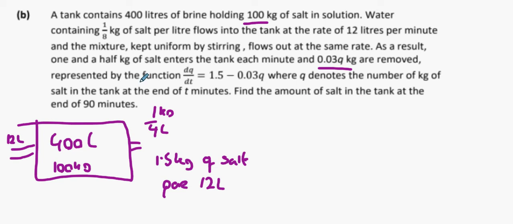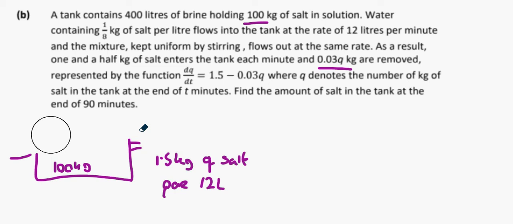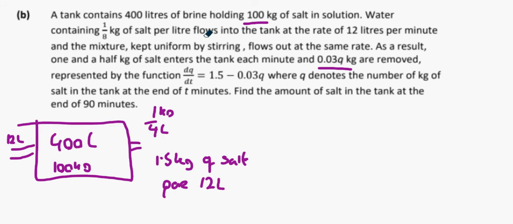Okay, and it's represented by the function dq/dt, where q denotes the number of kilograms of salt in the tank at the end of t minutes. Find the amount of salt in the tank at the end of 90 minutes. Alright, it's a fairly heavily worded question. Okay, let's start off with dq/dt.